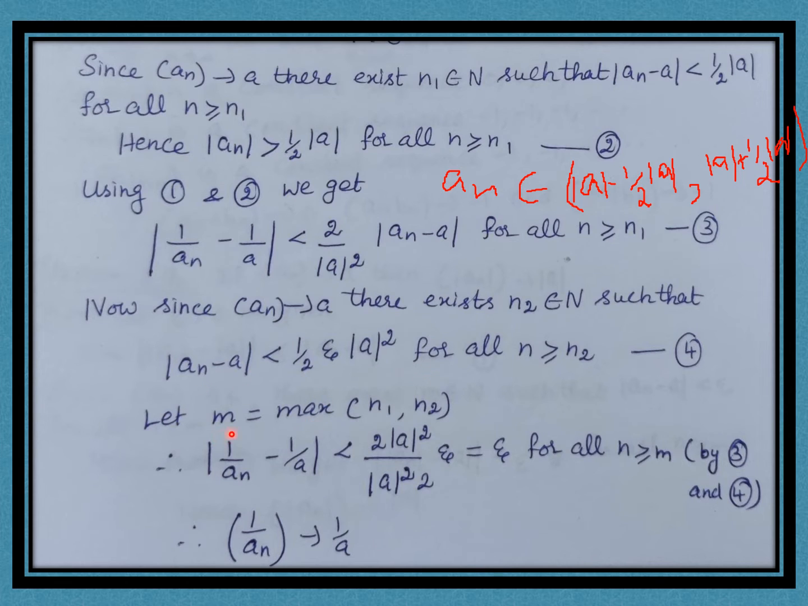Now we are going to take m as the maximum of n1, n2. We apply this to 2 and 3. We get the absolute value of 1/an minus 1/a is less than 2 times the absolute value of a square divided by the absolute value of a square into 2 into epsilon, which is epsilon. Therefore, the sequence 1/an converges to 1/a.